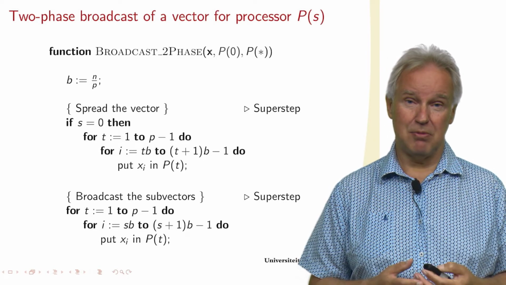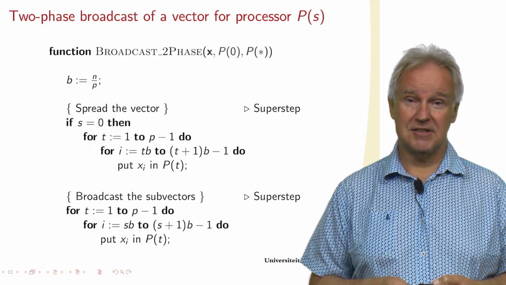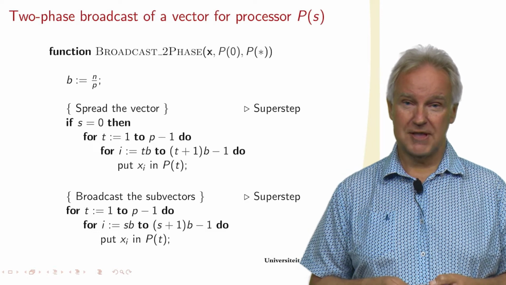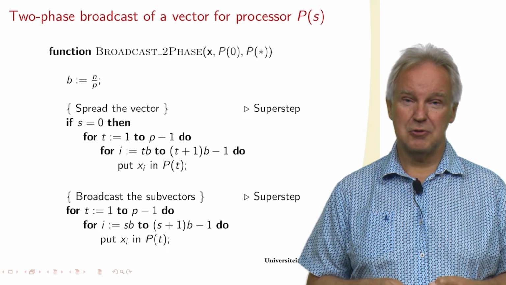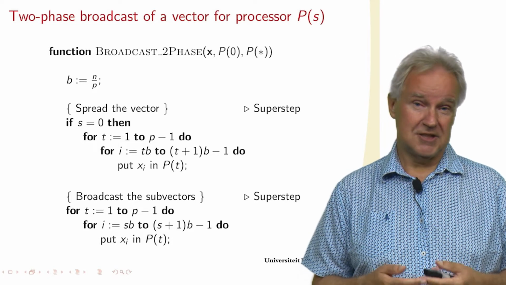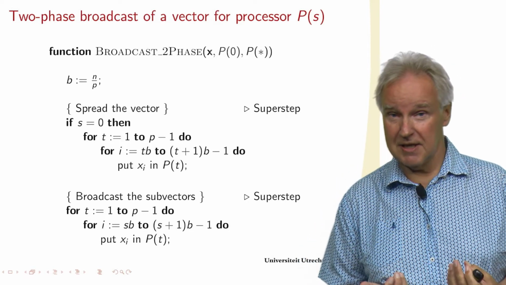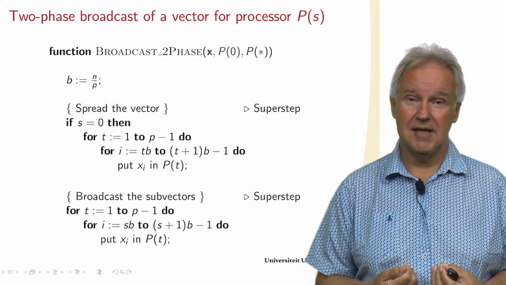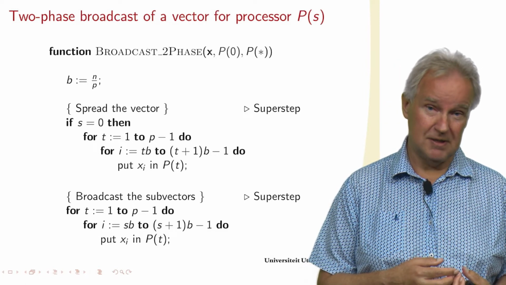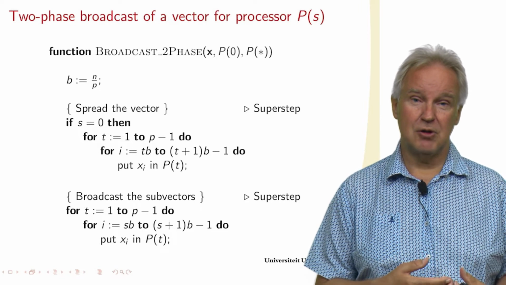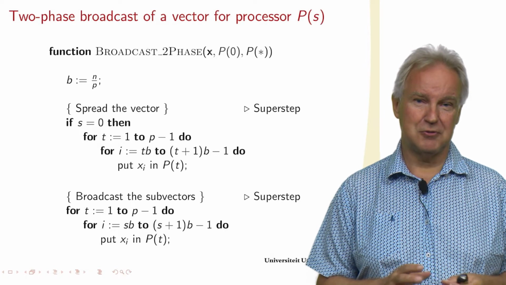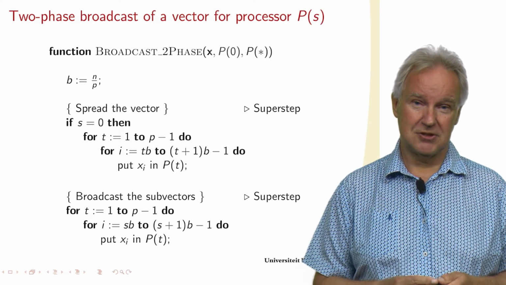Then everybody has a block, and then everybody sends its own block. So you send to all the processors 1 to p minus 1 the block that you are responsible for. Since I'm processor S and this program text is for me, my block starts at SB and ends at (S plus 1)B minus 1. And that block I'm going to put in all the other processors, except not to 0, because we know already that that processor has the data.